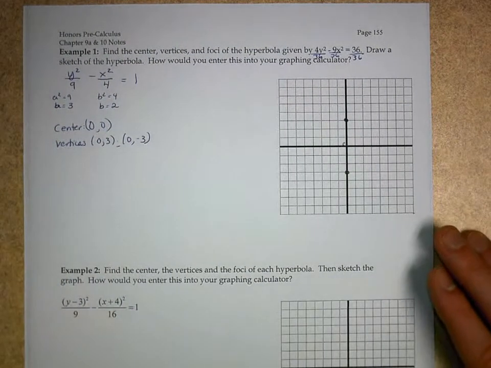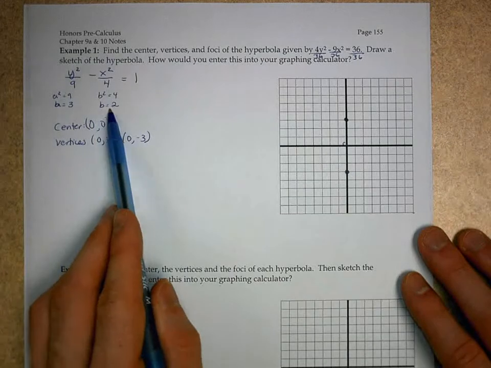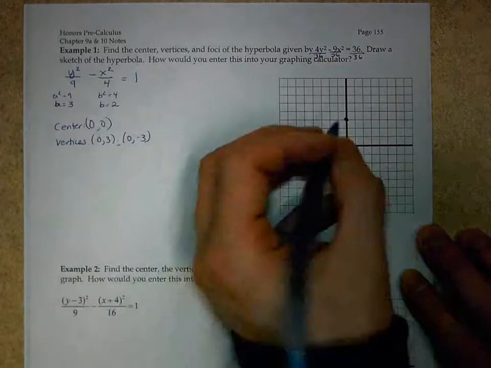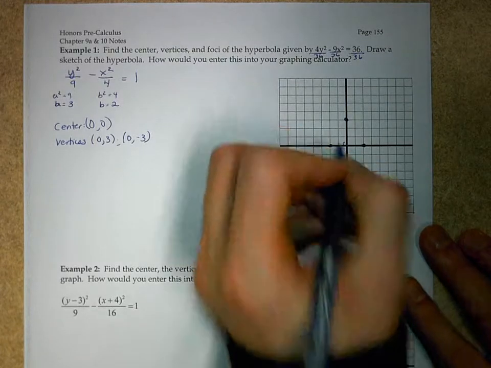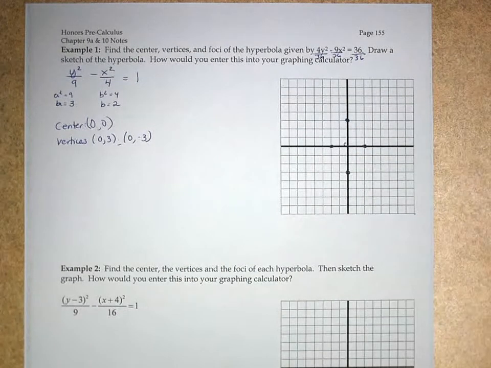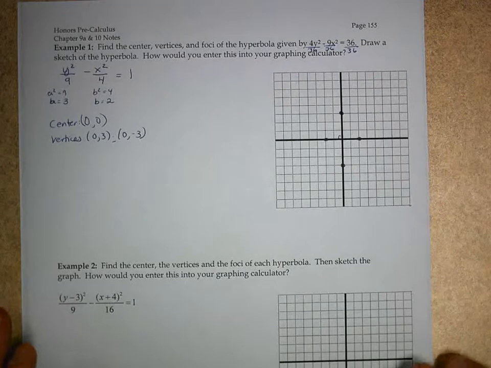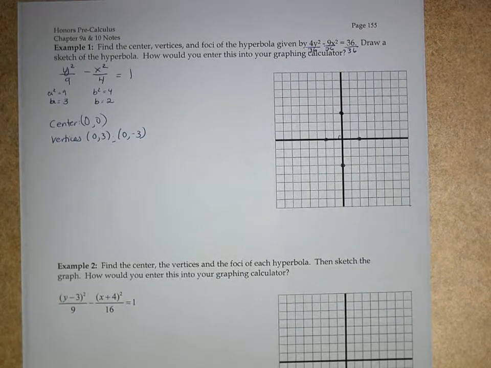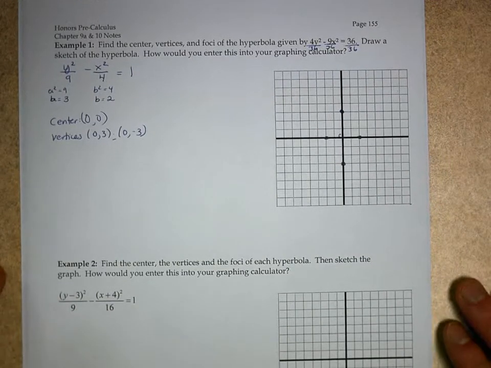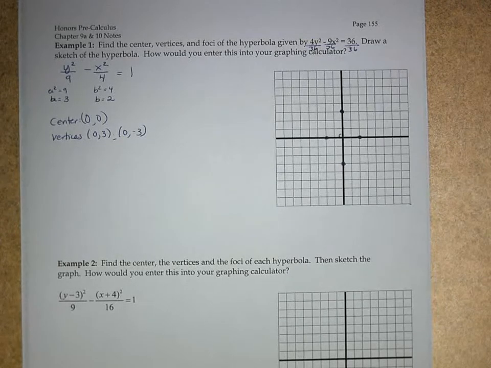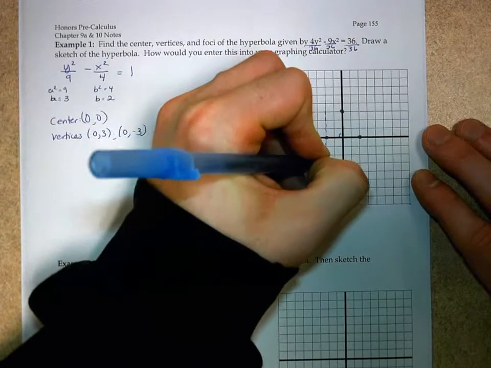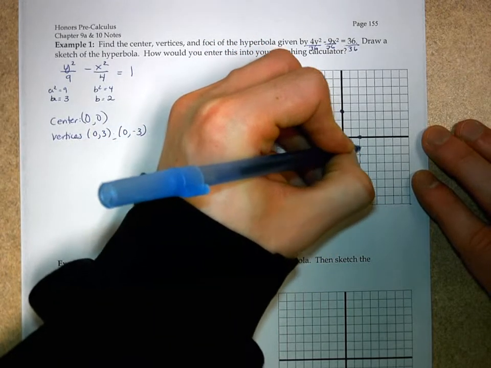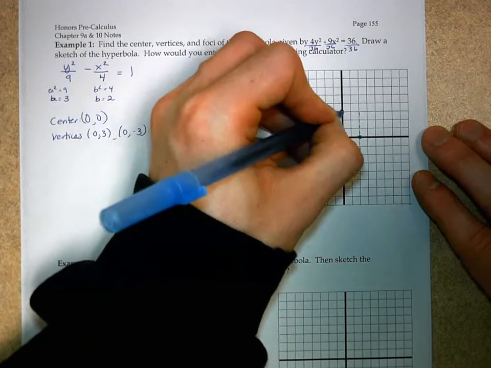Next thing I want to do is plot my horizontal piece, my b equals 2. From the center, I go 2 units over. And if I were to connect the dots, I would now have an ellipse. But since I've got a hyperbola, what I'm going to do is create a box. And this box is a restricted area where the hyperbola can never go in. So I'm going to make a box that includes these 4 points.